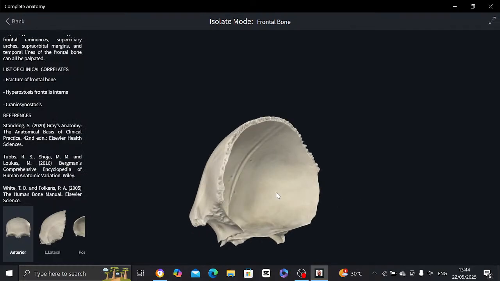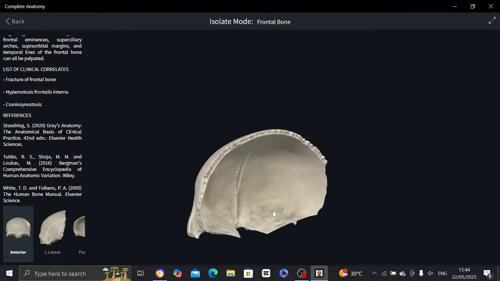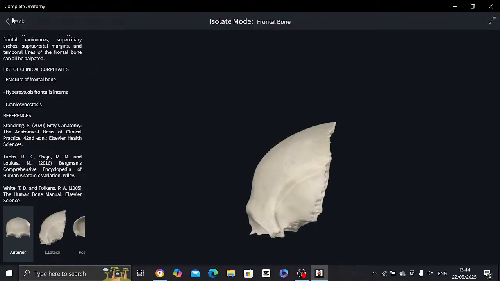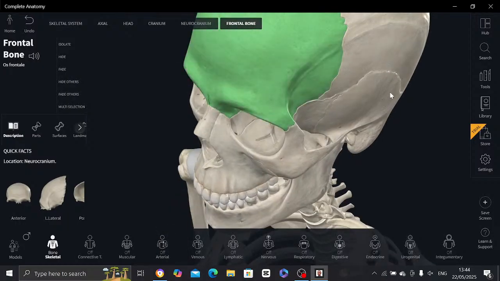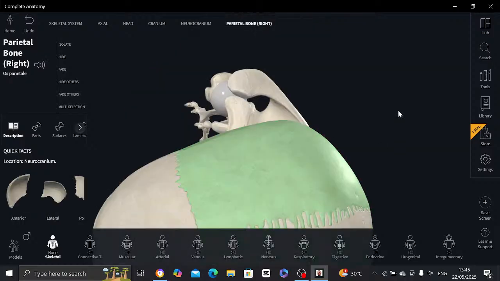The frontal bone forms the forehead, and it also forms part of the anterior cranial fossa, which we'll talk about later on. So this part is known as the anterior cranial fossa. The next bone we'll talk about is the parietal bone. We have the right and the left parietal bone.